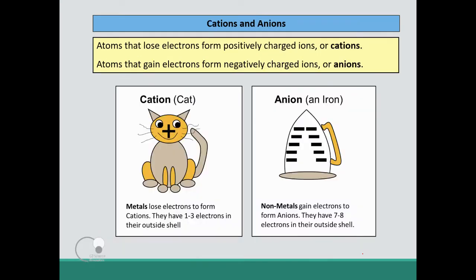Positive ions are called cations, so think of a positive cat, and anions are negative. It's just the name for them. Cations are positive and anions are negative. Metals on the left-hand side of the periodic table are more likely to lose electrons and form cations like sodium did, and non-metals like chlorine are more likely to gain electrons and become anions.